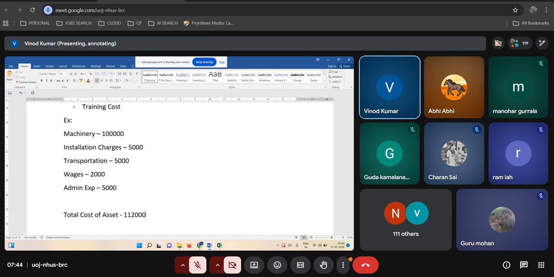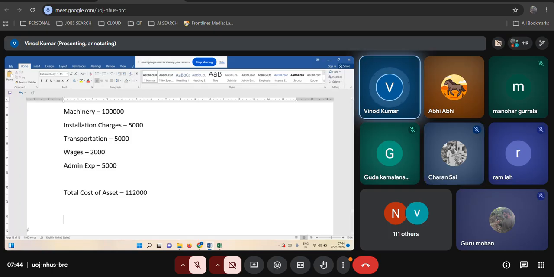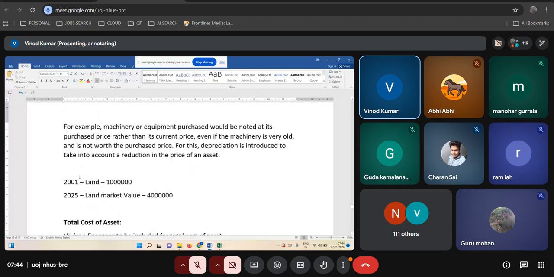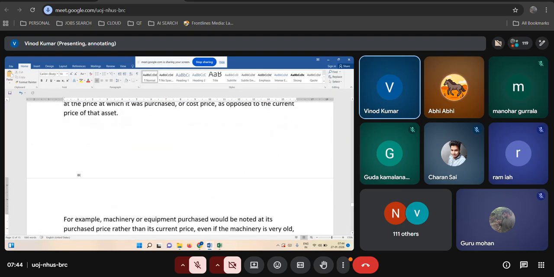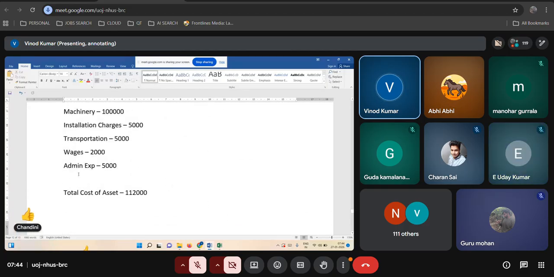1,12,000. The cost concept says that we need to show the value of the asset as per the purchase price, not the current market value. That is called the cost concept in accounting, guys. Okay, clear? Yes, understood, guys? Yes, sir. Okay, fine.